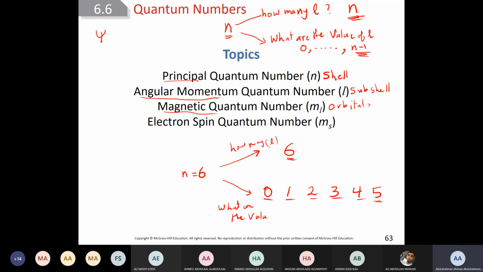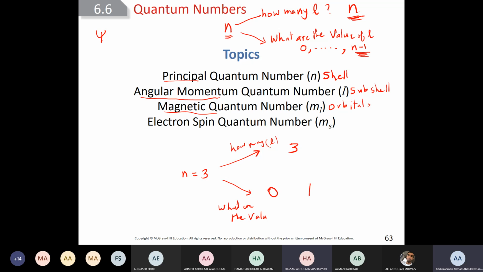Now, I'll do something else. I'll change this one more time and last time, and then we'll go to something else, but let's have it only at 3 this time. N equal to 3, then how many ml? 3. What are the values?